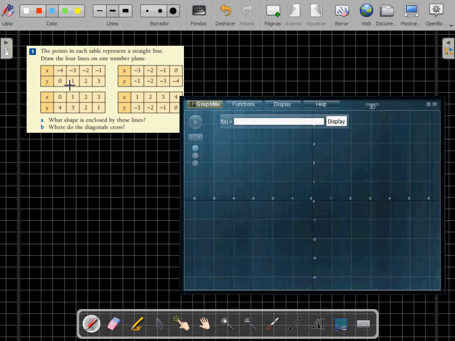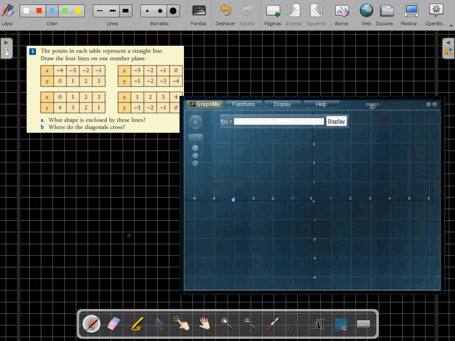So let's start with the first point. The first point will be -4 in the x-axis, 0 in the y-axis. So let's try to look for the point -4 in x, and it's right here. And since we have to locate it at 0 in y, that point is going to be right there. Okay, I'm going to make it a little bigger. Okay, there it is. -4 in x, 0 in y.